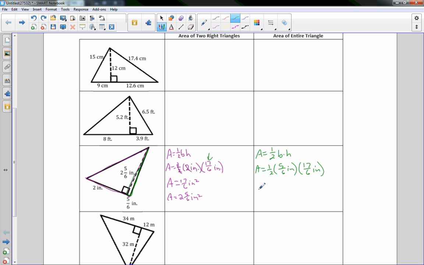Okay, and I'm going to multiply this all across. 1 times 5 is 5, times 17 is, let's see, 17 times 5. 7 times 5 is 35, carry the 3, 85. Over 6 times 6 is 36, times 2 is 72. So my area equals 1. 72 goes into 85 once with a remainder of 13.